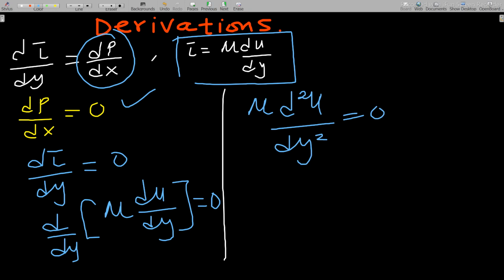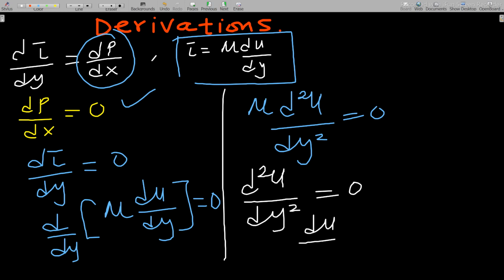I can actually divide through by mu and I'll get d squared u dy squared is equal to still 0, because mu will cancel mu on the left side, and 0 over mu is also 0. So it means that on first integration, I'll get du dy is equal to what?